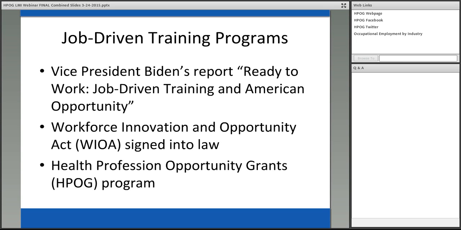To provide some context, I'd like to talk just a few minutes about a Vice President's report and a new law. Last year, the Vice President led a review of federal job training programs. This process resulted in the creation of a report called Ready to Work, Job-Driven Training, and American Opportunity.